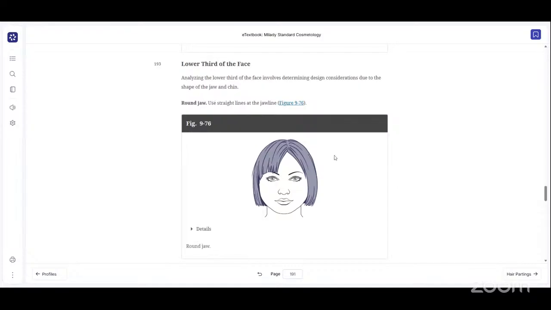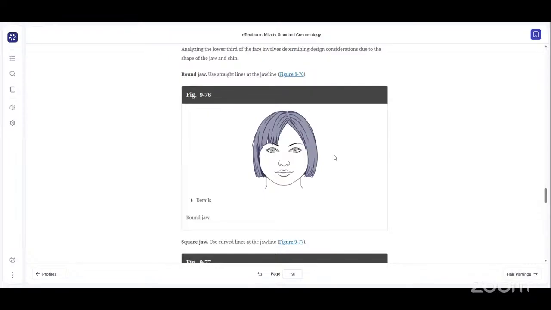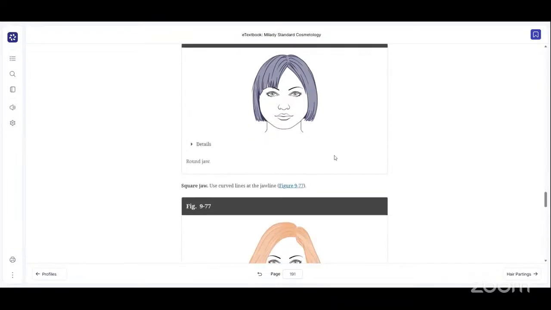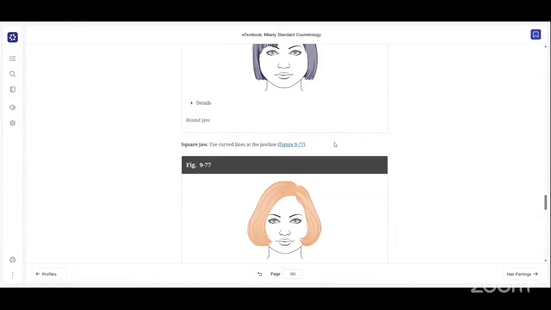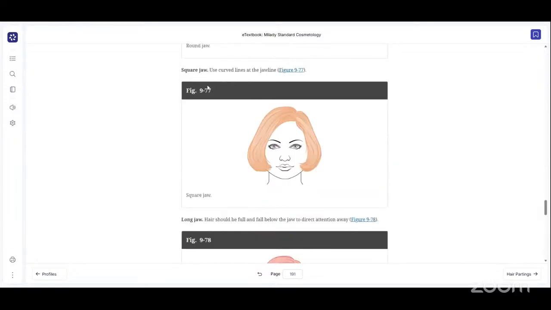Right, with a round jaw, lines at the jawline. So let's bob it out. Okay, let's try to make a square. Let's try to bring some shape that takes away from the roundness of the face. All right, so let's bob it out. The square jaw, use curved lines.